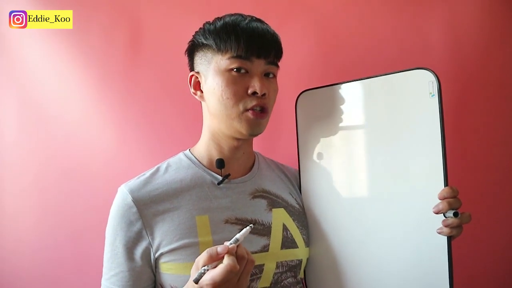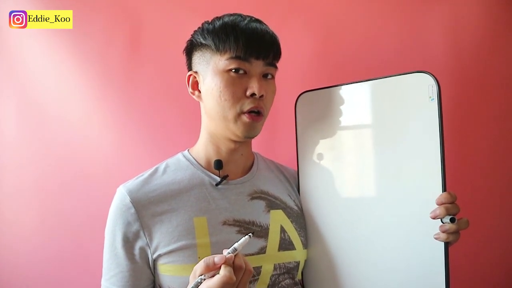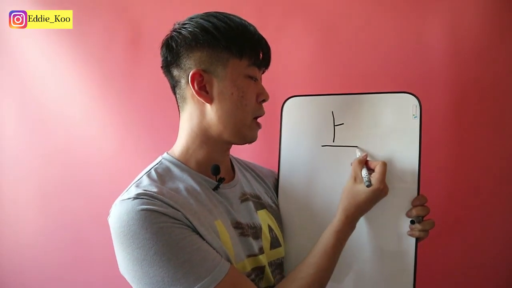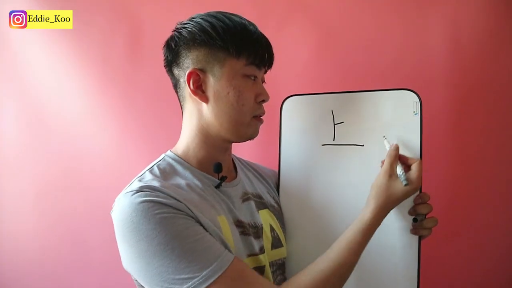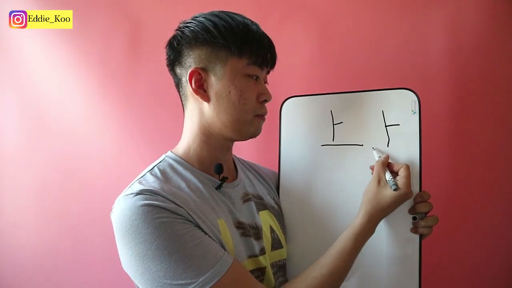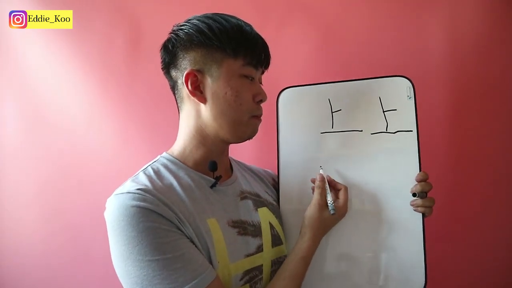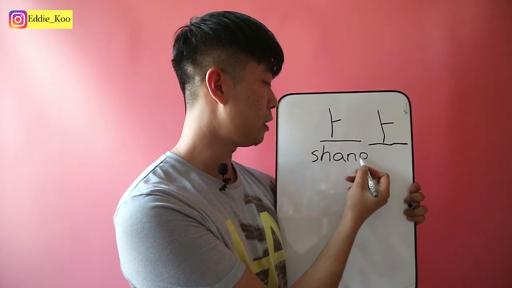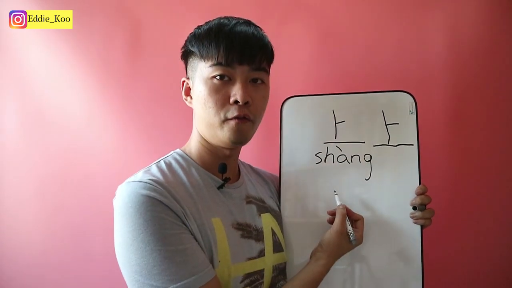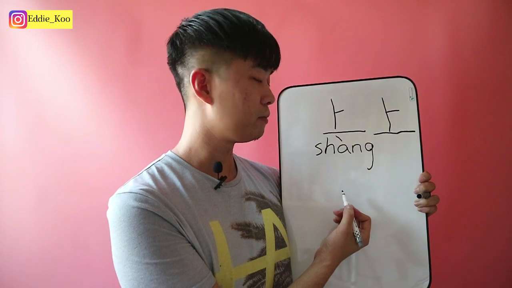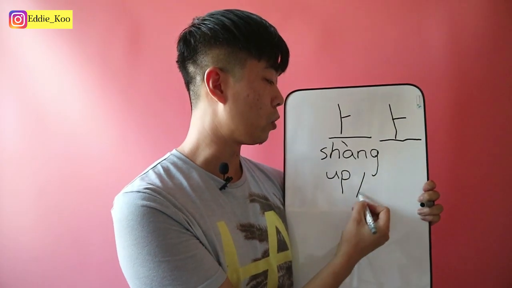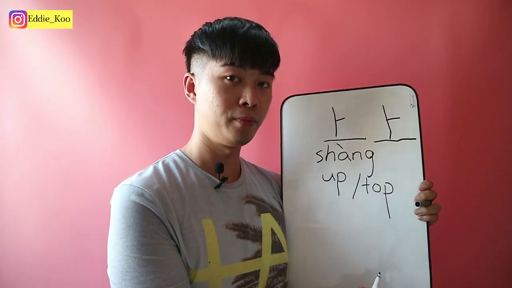我们开始吧. Today's first character I will teach is up or top. In Chinese, it is called 上. Let's try to write again. 上. And the pinyin is S-H-A-N-G with the fourth tone. 上. That means up or top.